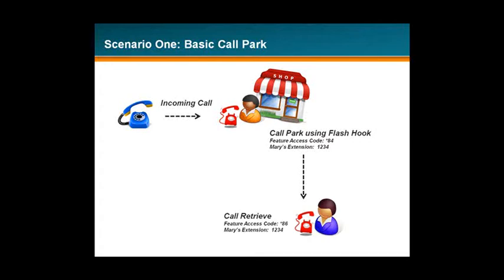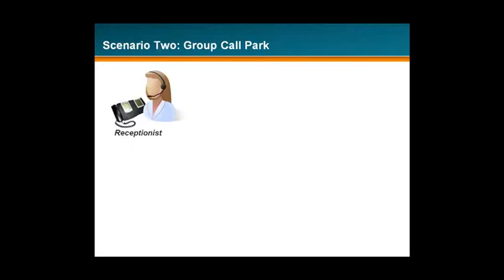In this case, Mary is in the office but is not at her desk, but she is still able to pick up the call from another phone in the office by entering the access code and her extension. If Mary was at her own desk, she would only have had to enter the access code to pick up the call, as the system would have recognized that she was picking up the call from her own extension.